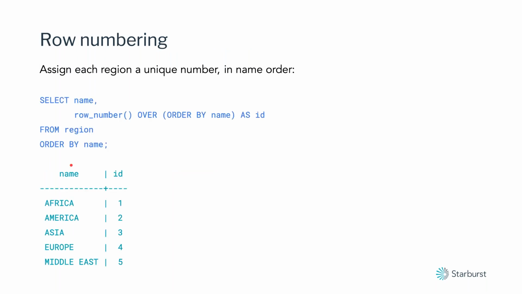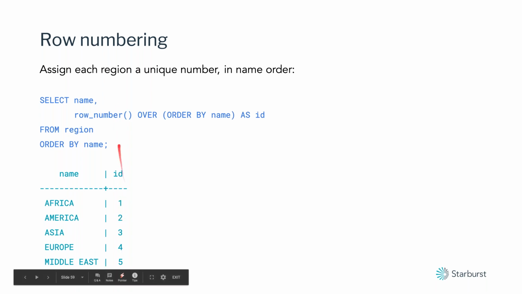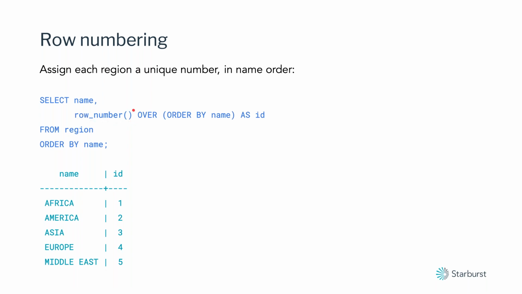So a very common thing you want to do is assign a unique number to every row in the output. We have a region table with these 5 regions, and we want to assign a unique number to each of the regions in order of the name. So we say row number. It's called like a normal SQL function, but it's a window function, so it has a special over clause here. It says the row number function runs over, and then in here we have order by name.